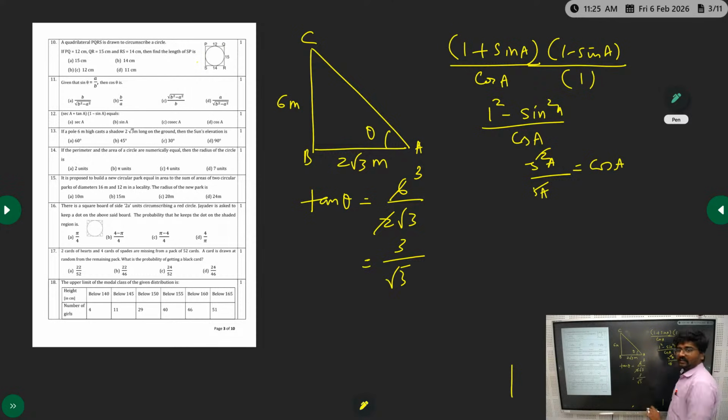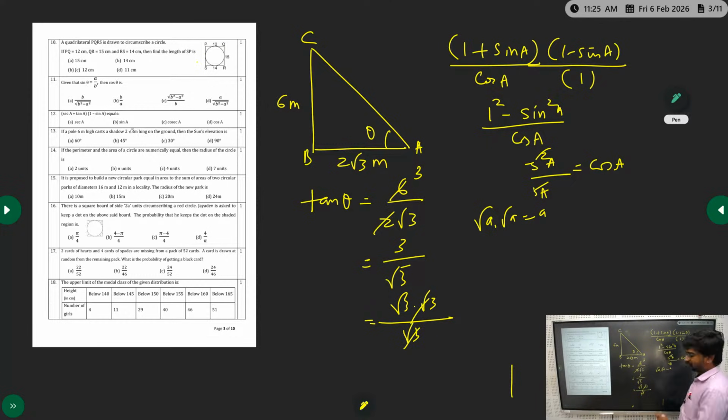How many of you did rationalization here? Still you are in 9th standard. Yes, sir. Okay. 3 can be written so in the 9th standard only. You have learned even √a into √a is a. Then 3 can be written as √3 into √3. So what is the value you are getting? Tan theta is √3. In the tan table, what value gives you √3? 60. Tan theta is equal to tan 60 degree. Then what is the angle theta? 60.